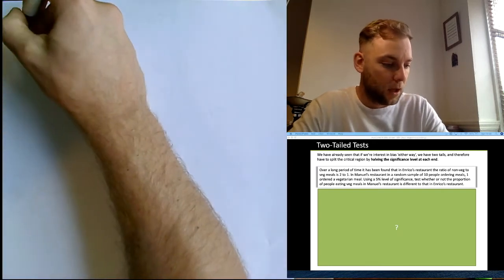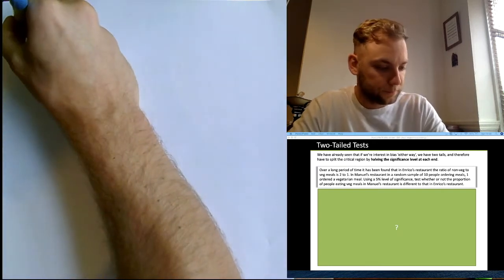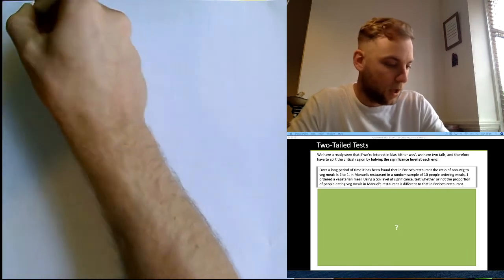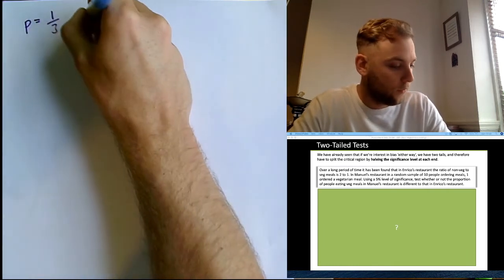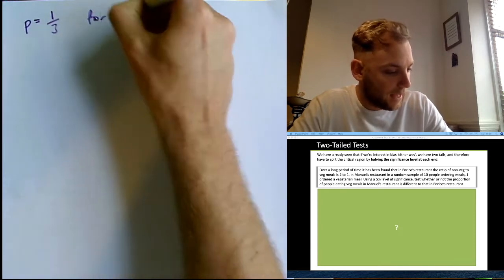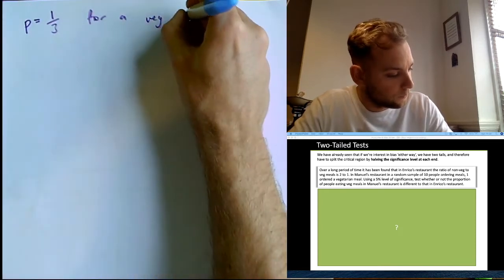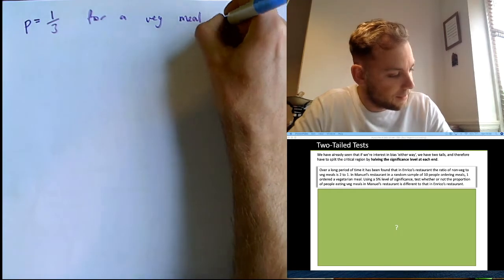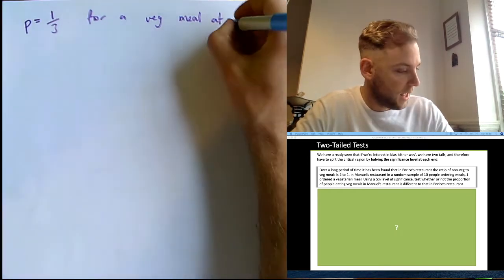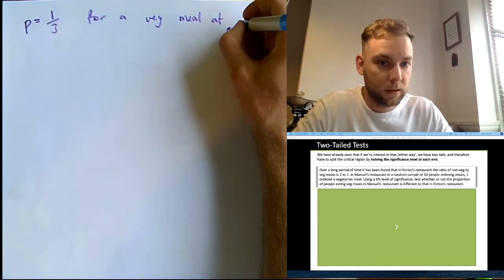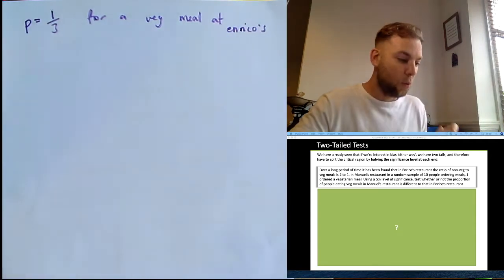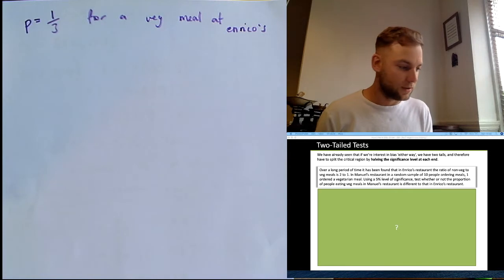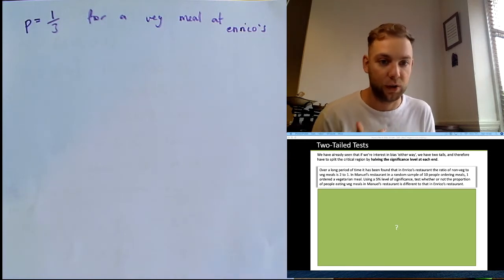So the probability is equal to 1/3 for a veg meal, and that's Enrico's. Okay, so we know the probability of getting a veg meal at Enrico's is equal to 1/3.